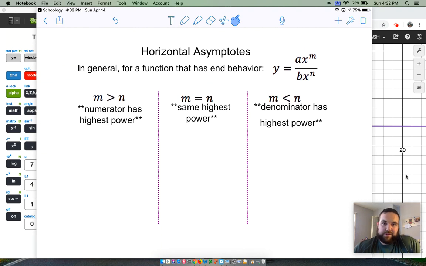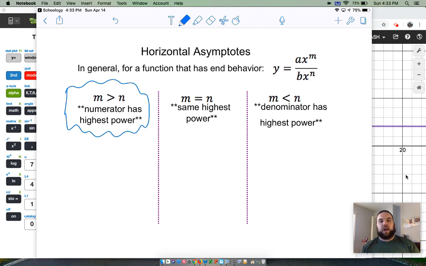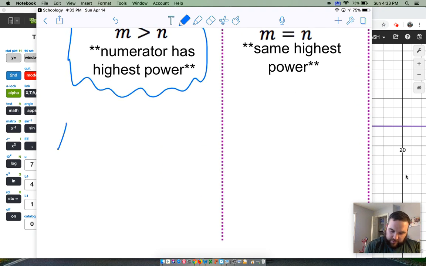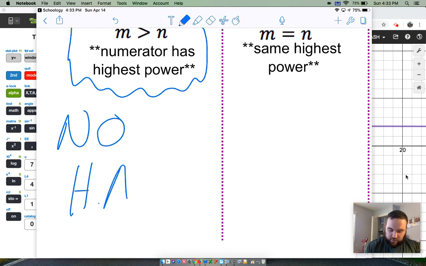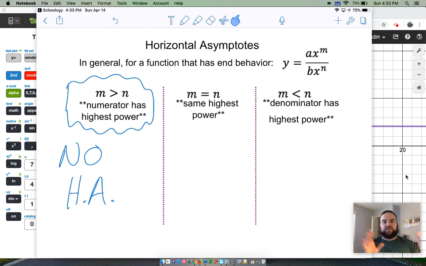The general rule is this. This is kind of written out. This is like the book definition. Essentially, when you're looking at the end behavior and you look at just the largest degree or the largest power in top and bottom, if the numerator has the highest power, then there is going to be no horizontal asymptote. The graph is going to go off to the sides, up at an angle, or down at some sort of angle, but it will not go flat at the sides.